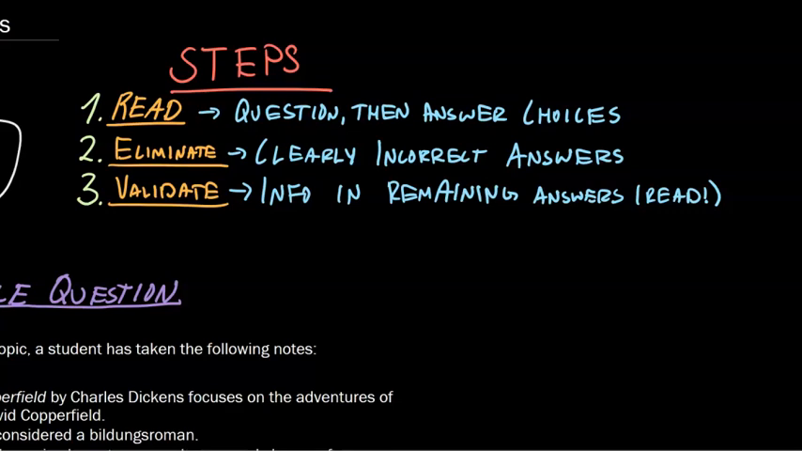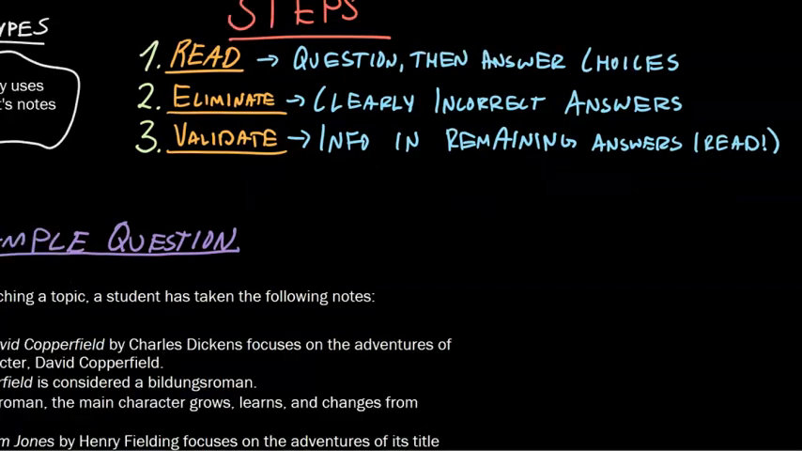Okay, you eliminate clearly incorrect answers. This is a huge one for rhetorical synthesis because often a lot of the answers, at least 2 or 3 of them, are completely wrong. They're just completely wrong, they don't answer the question. Then, once you eliminate choices, you're probably only left with 1 or 2 choices, okay? You're going to validate the info in the remaining answers, so you just read the passage, and that's when you actually read the passage, okay? And then you're going to choose one.